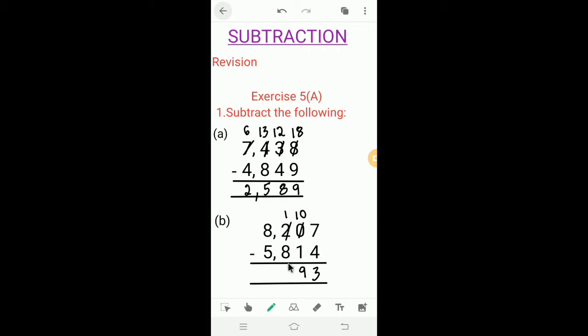1 minus 8, is it possible to subtract? No, it is not possible. So what we have to do? We have to borrow from the next number. Here the next number is 8. If we borrow from 8, then 8 becomes 7 and here 1 becomes 11. 11 minus 8 is how much? 11 minus 8 is 3. 7 minus 5 is how much? 7 minus 5 is 2. So the answer is 2,393.